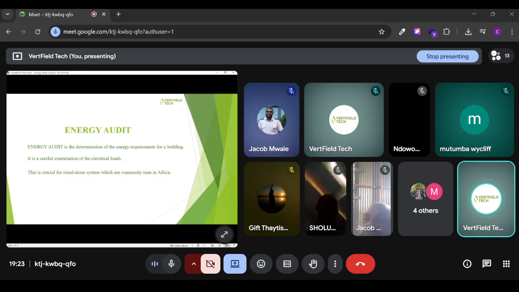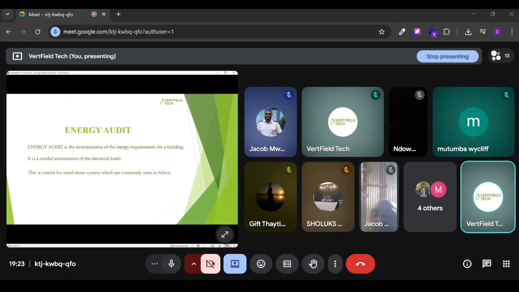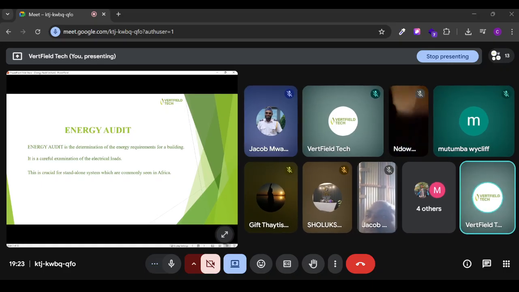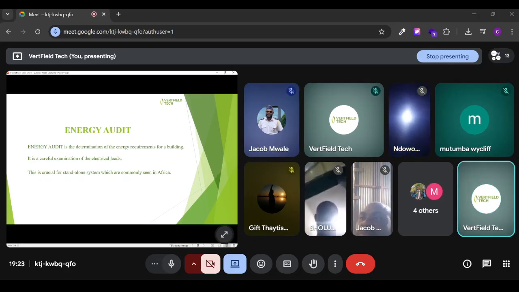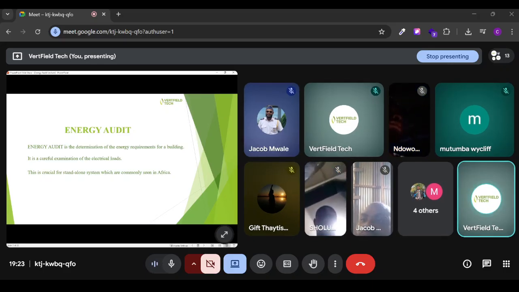On my screen, you can see that energy audit is a determination of the energy requirement for a building. It is a careful examination of the electrical loads. That is what energy audit is. It helps you to know the energy requirement of the facility, and gives you an idea of what you're powering up, at what time you are powering those things up, and how long you want it to run.